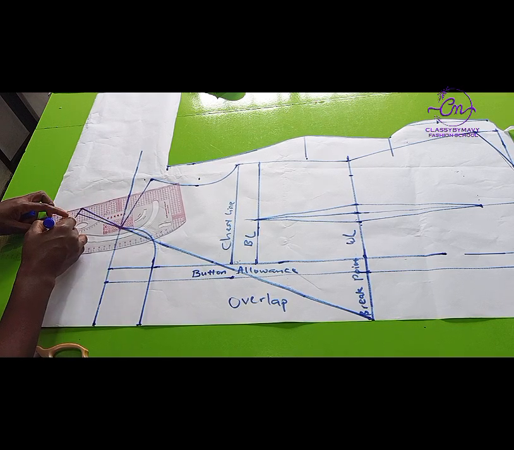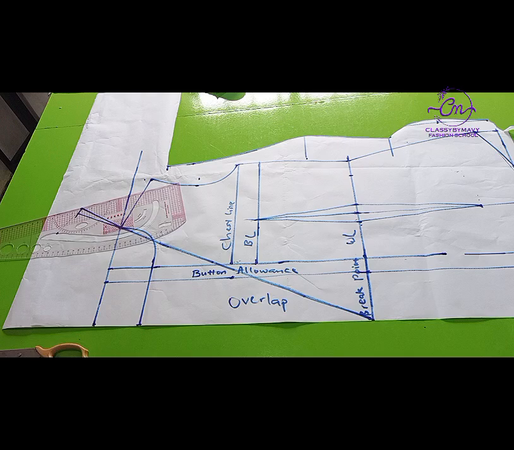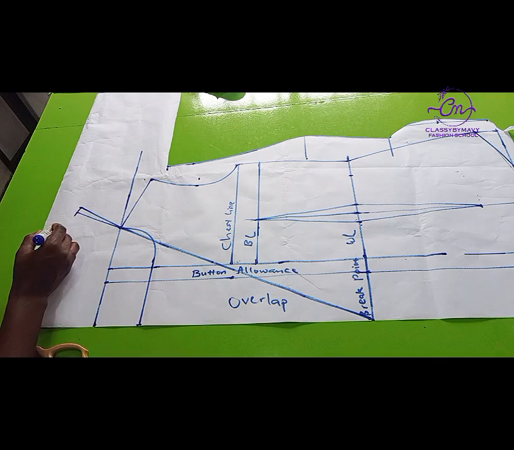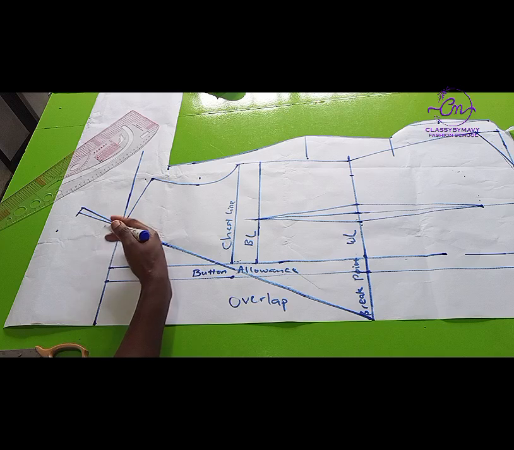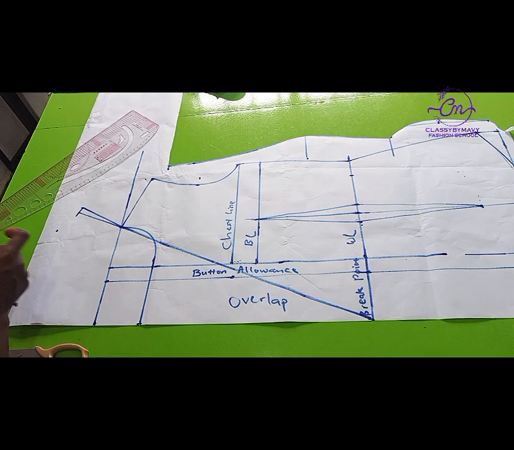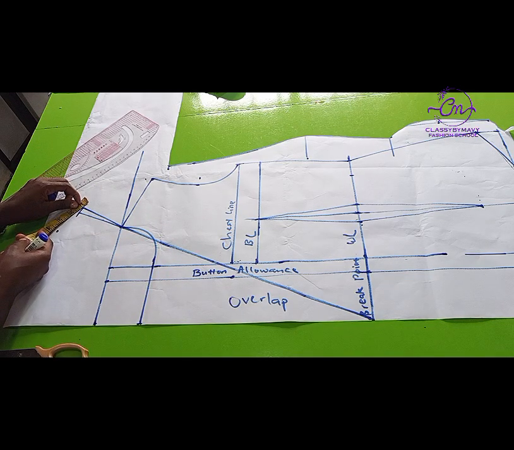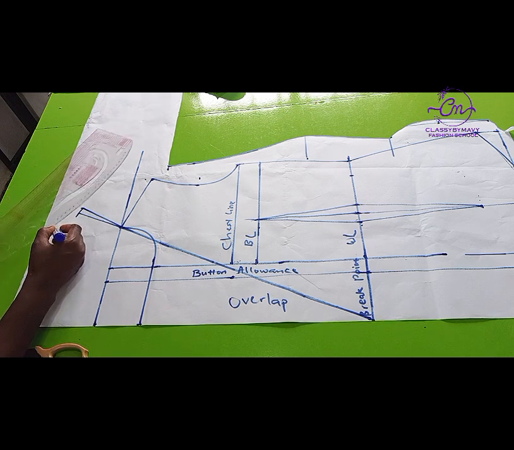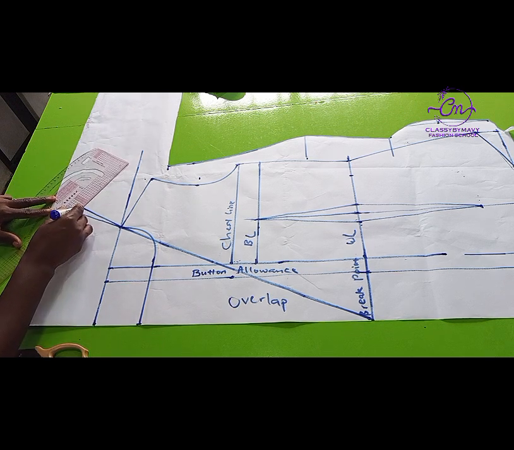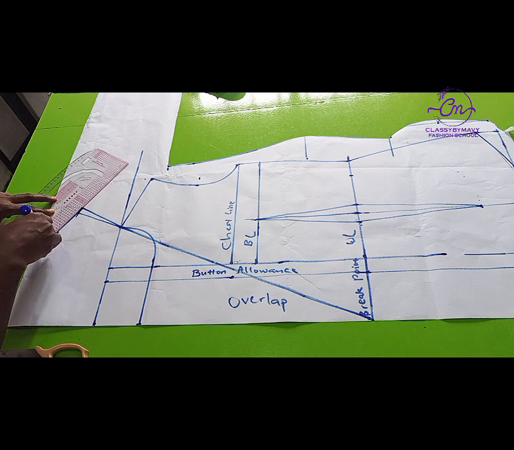Okay, you just take the part that is going upward, you trace it and continue a line there. Now this line, the length of this line will be determined by the width of your collar. For example, the collar will be 2 inches when it is bent. Therefore, the line here should be 4 inches. Okay, so I have marked 4 inches and I'll rule it to that point.